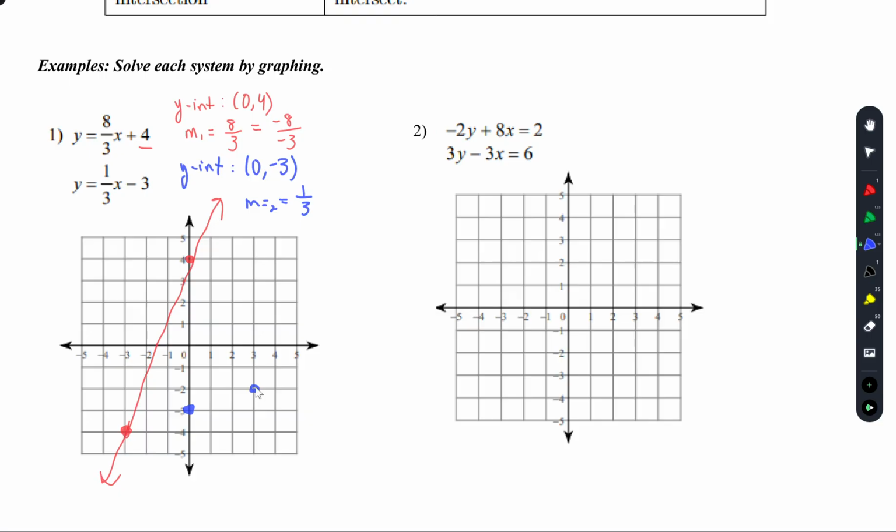Or same thing as the other way. You might have to go down and left. Okay, so down and left, that's where you hit that point. Graph the line, and then the answer is where they intersect. Okay, so where they intersect is -3, -4. So your x value is -3, your y value is -4.